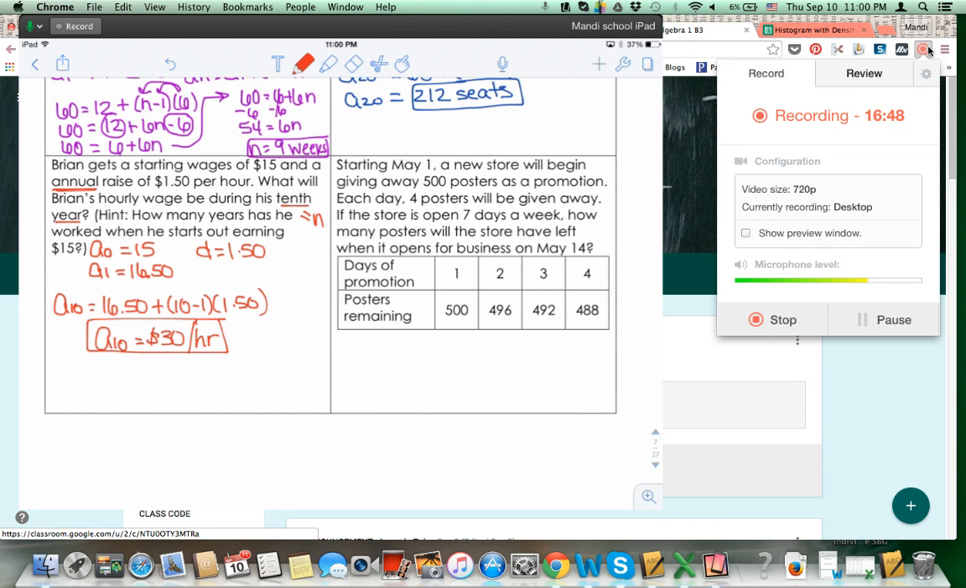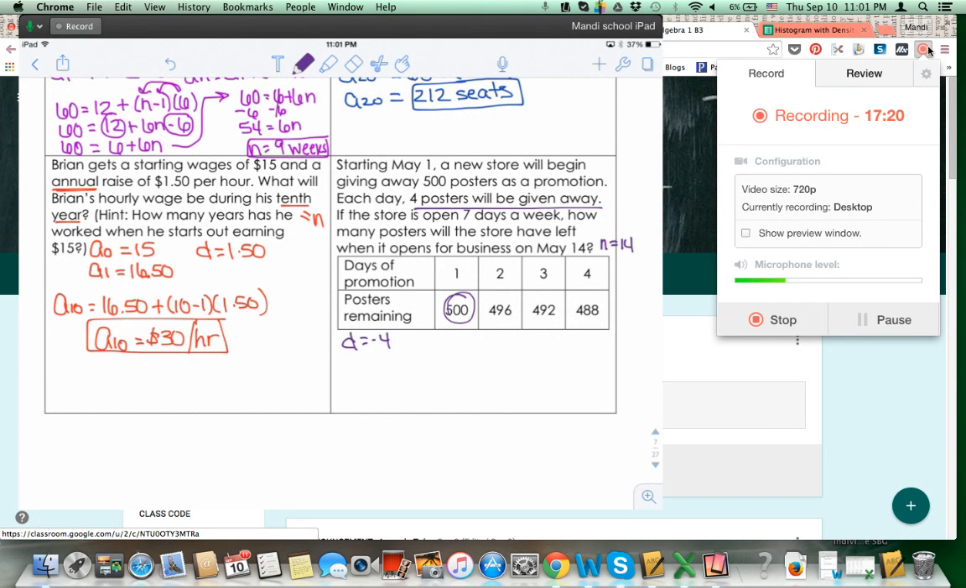Okay, so starting May 1, a new store will begin giving away 500 posters as a promotion. Each day, 4 posters will be given away. So that means our common difference is minus 4. The store is open 7 days a week, so how many posters will the store have left when it's open for business on May 14th? That means day 14, so n is 14.